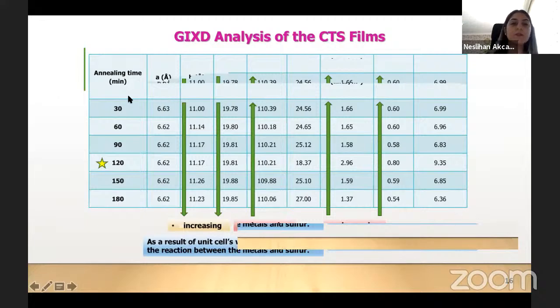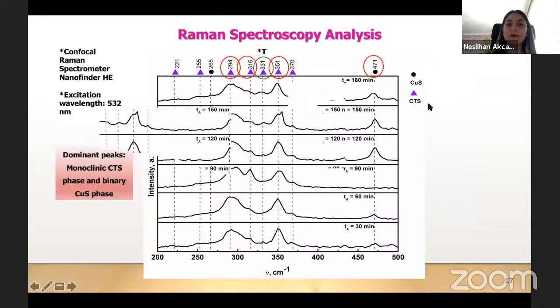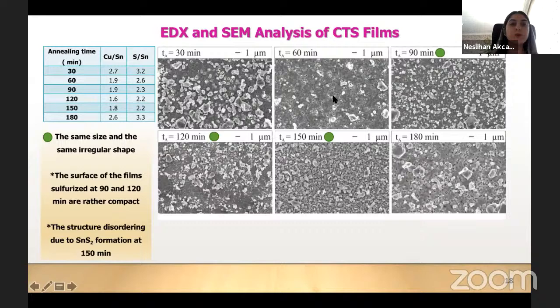So that's the Raman spectroscopy analysis. We obtained a tetragonal phase in Raman spectroscopy analysis, and also the main peaks of the CTS phase, and also the copper sulfide secondary phase. And you see an EDX and SEM analysis of the films. At first, I would like to say the copper to tin ratio is under 2 for 60, 90, 120, and 150 minutes, but it's over 2 for 30 minutes.